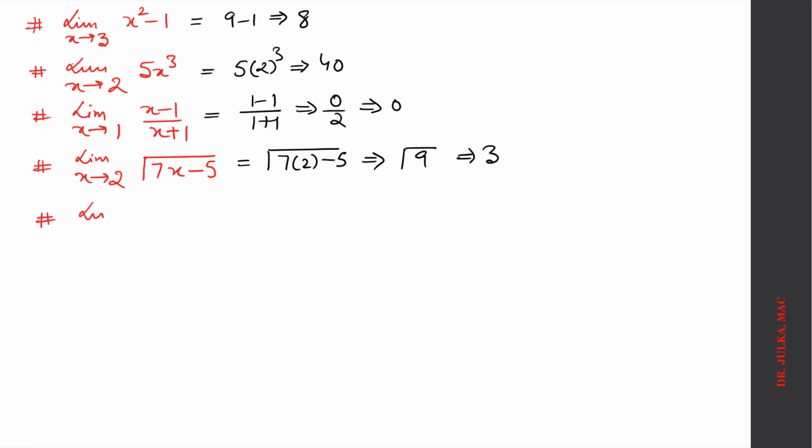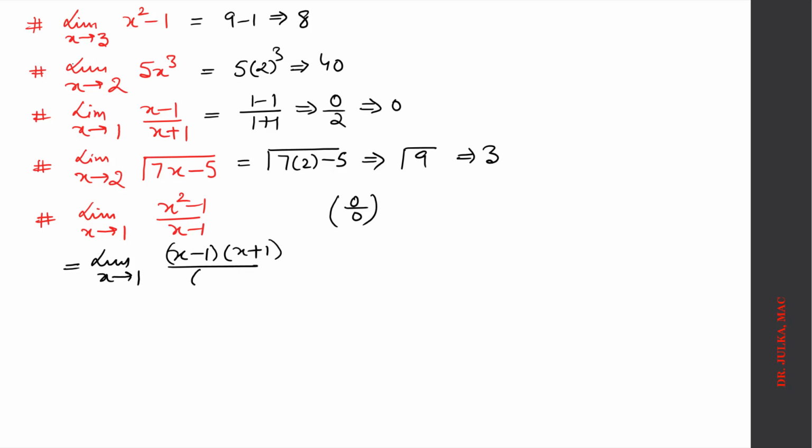Next question. Limit x tends to 1, x square minus 1 upon x minus 1. If we put 1 here, we'll get 0 by 0. So whenever we have 0 by 0, we'll use the factor method. x square minus 1 equals x minus 1 into x plus 1, whole divided by x minus 1. Cancel x minus 1 by x minus 1 and we'll get x plus 1. Put x equals 1 and we'll get the answer 2.